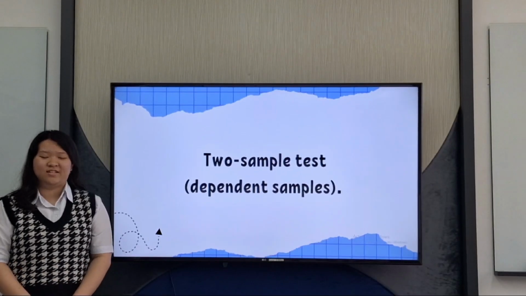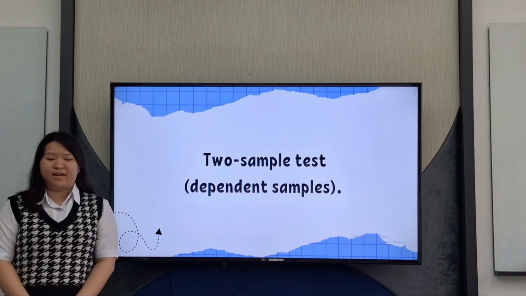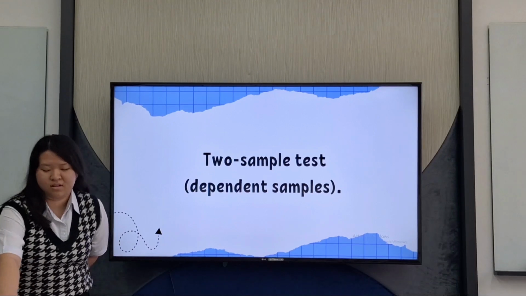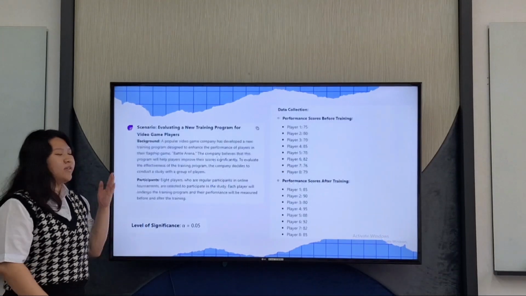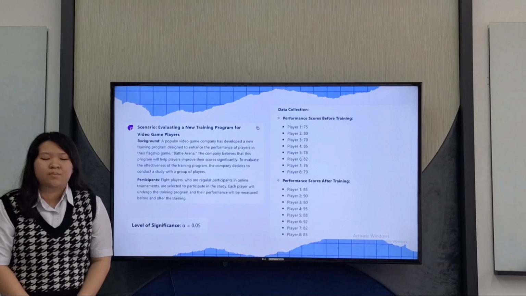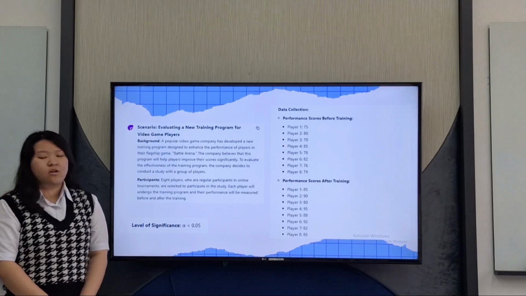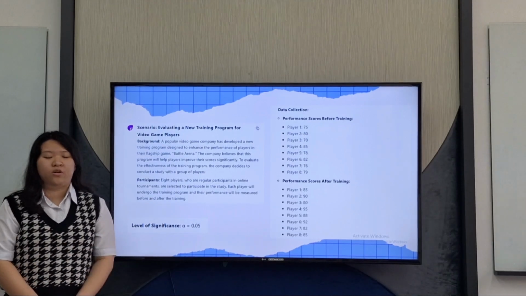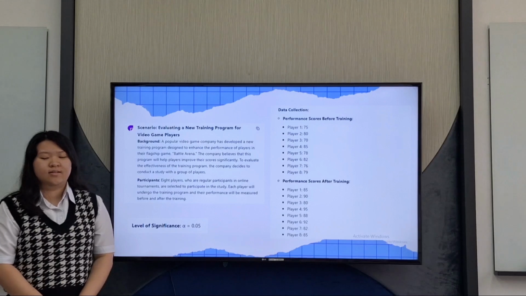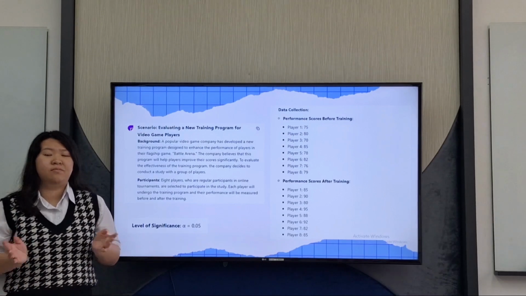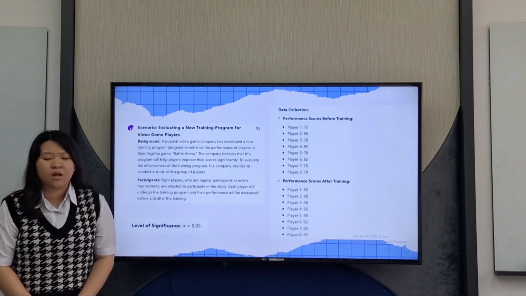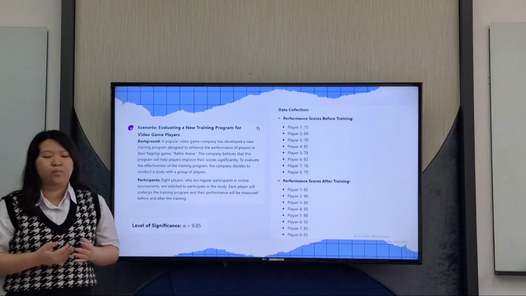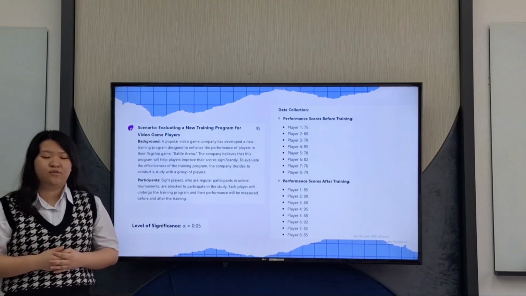Okay, so this is the last case, which is a 2-sample test with dependent samples. And this is the study case that we got. The background is a popular video game company has developed a new training program designed to enhance the performance of players in their flagship games, which is Battle Arena. The company believes that this program will help players improve their scores significantly.